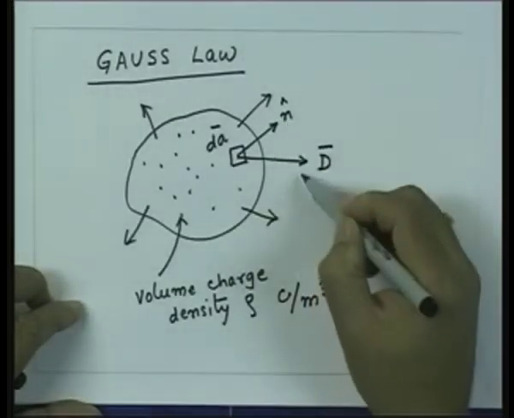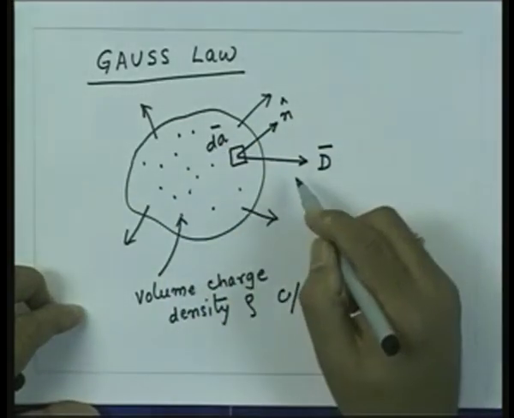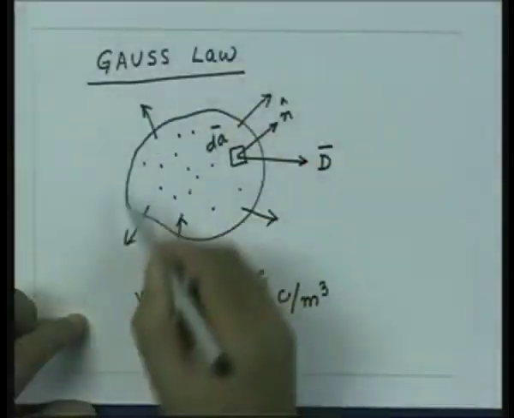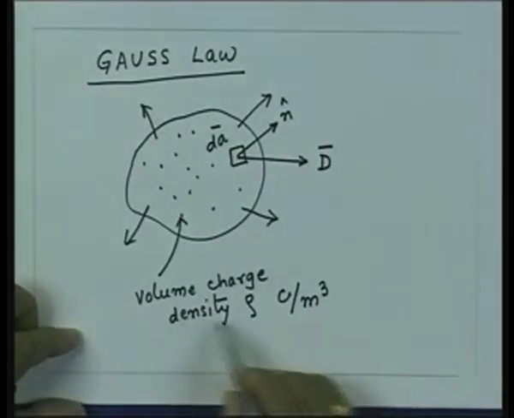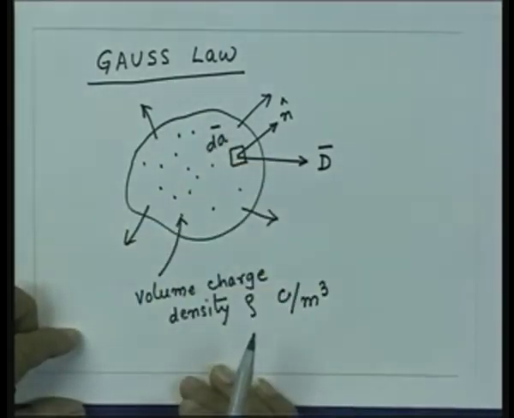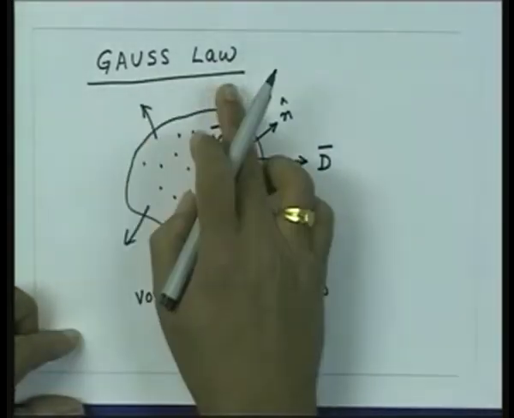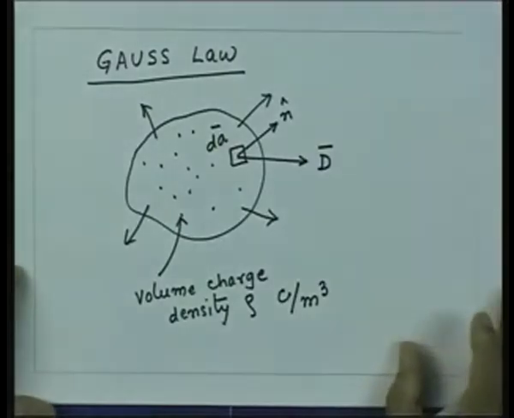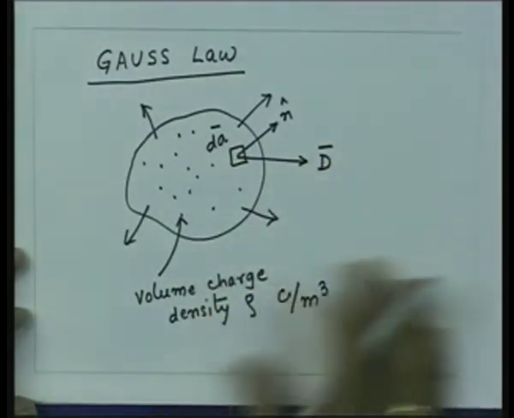So, integrating the displacement vector over the surface, I get the total outward displacement from this closed surface. If I add up all the charges which are lying inside this volume, I get the total charge enclosed by this surface. Then from the statement of the Gauss law, these two are equal. So, if I write down mathematically, this Gauss law can be written as follows: integration of the displacement vector over the total surface will be D dot dA integrated over the entire closed surface.